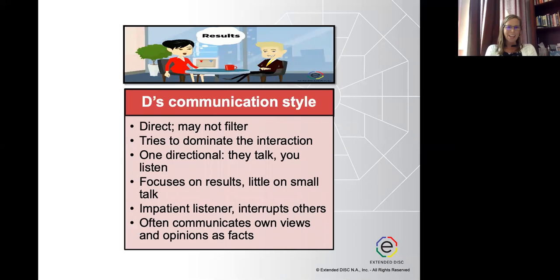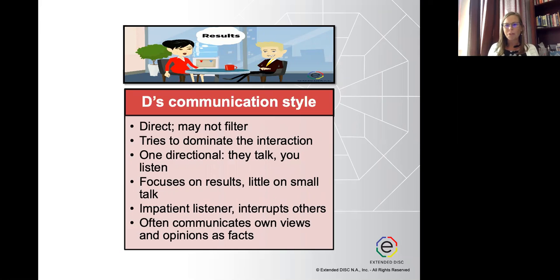And their communication style, like Christina said, they're on the active side. So you're going to actually probably see and hear and feel their communication style, right? Because it's on that active side. We're going to see it. It's above the surface. And so they're direct.